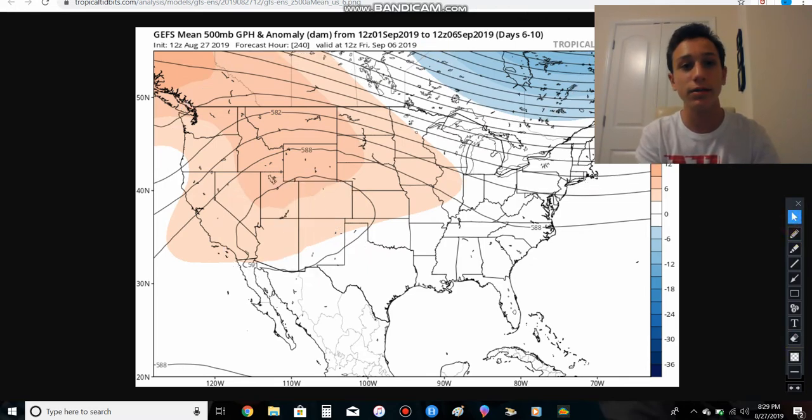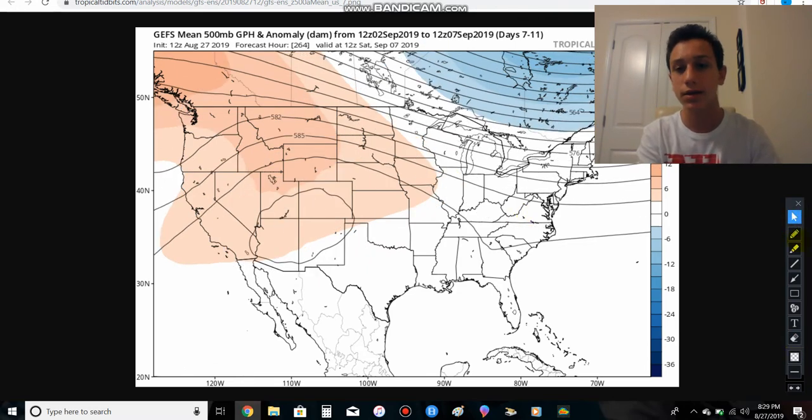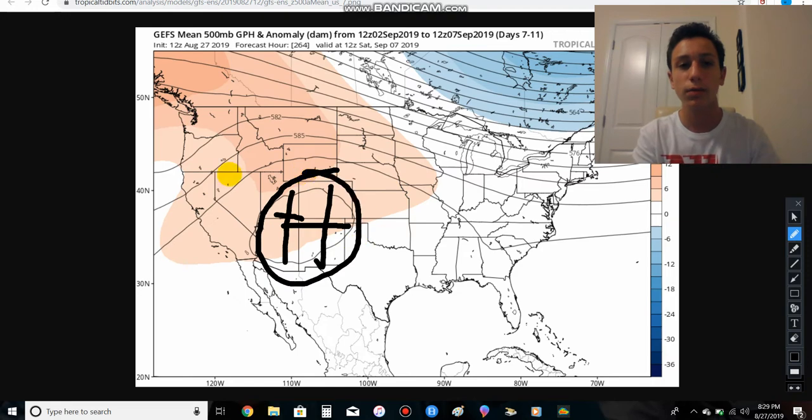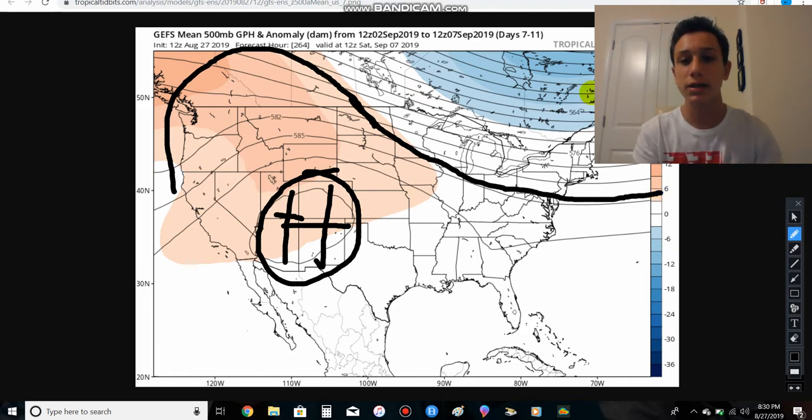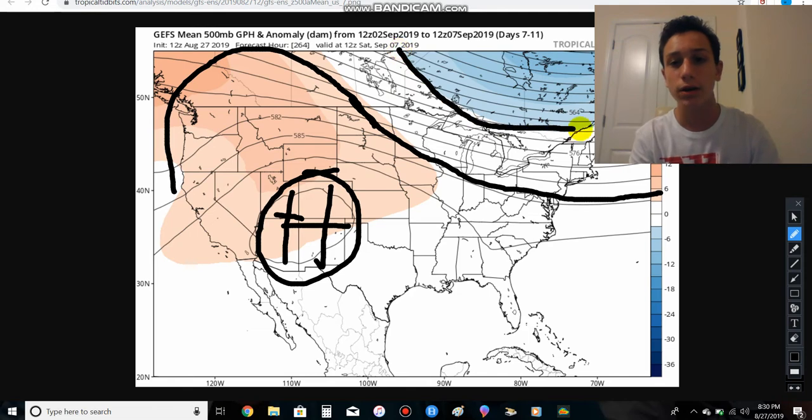So pretty much the same thing goes for the 2nd through the 7th. High pressure looks like it backs off a little bit farther west, and the troughing looks to be a little bit more significant across the east. So if this is right, especially towards mid-September, here's this blue line.